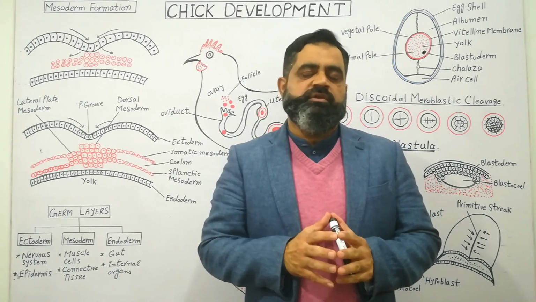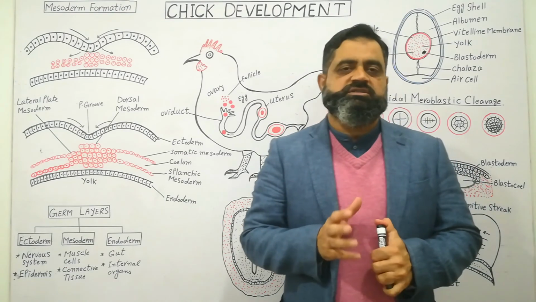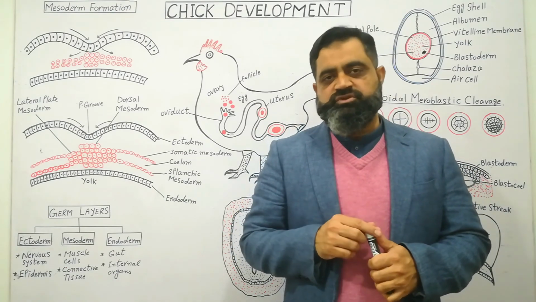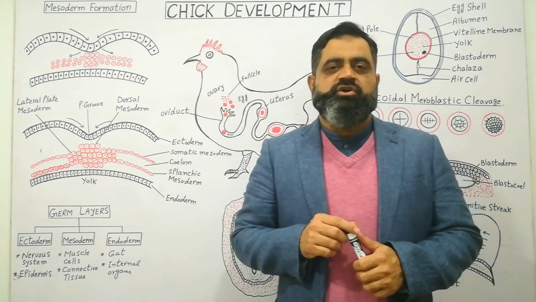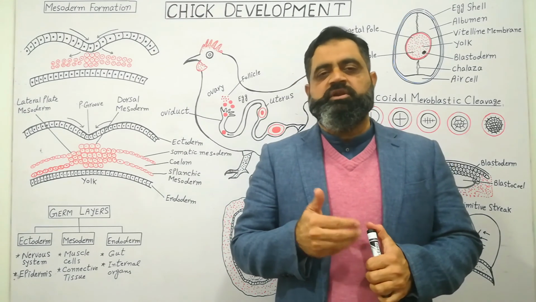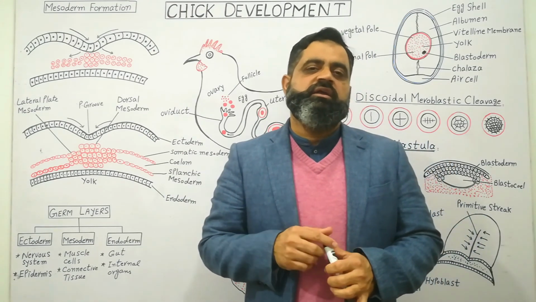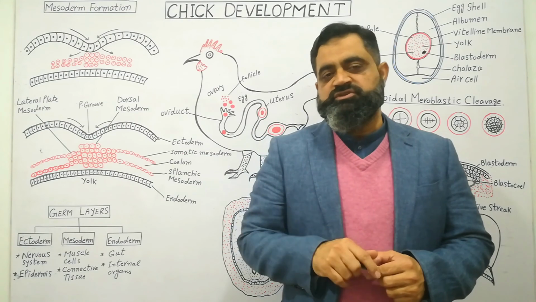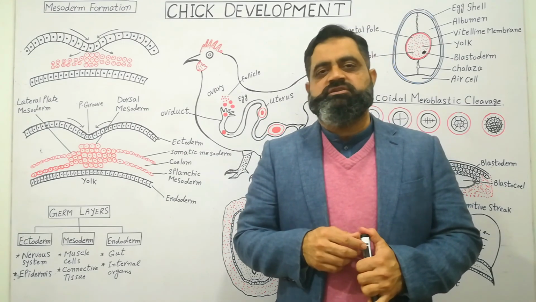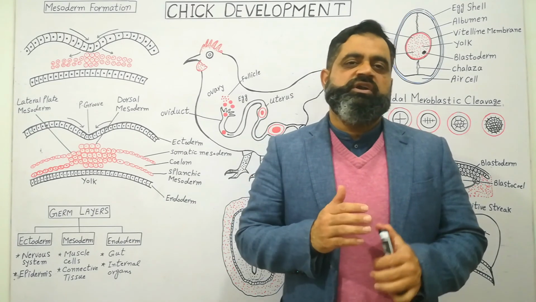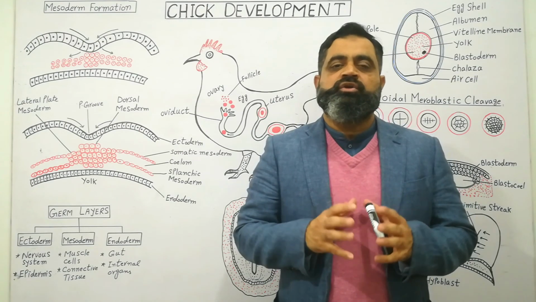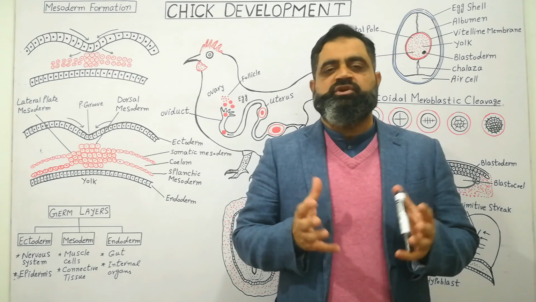So in this lecture, in this video, we have discussed the process of fertilization, after fertilization, formation of embryo, then formation of morula after the process of cleavage, then blastula, and then we discussed the process of formation of germ layers, which is known as gastrulation. In the next upcoming lecture of chick development, we will discuss formation of notochord and nervous system formation, which is also known as neurulation.